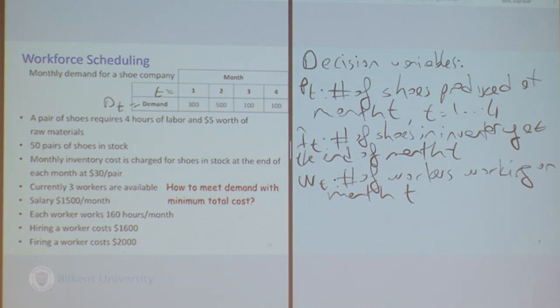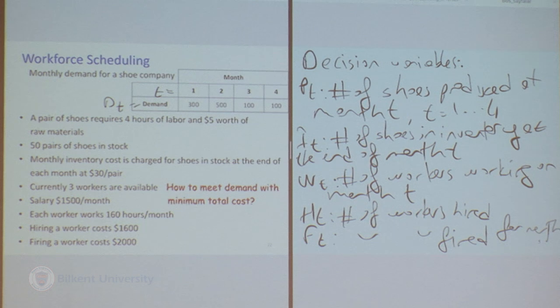What else? Well, just a quick hint. It's nice to check the costs. Apparently there's a cost for hiring and a cost for firing. So let's define HT, number of workers hired, and FT, number of workers fired for month T. Okay?